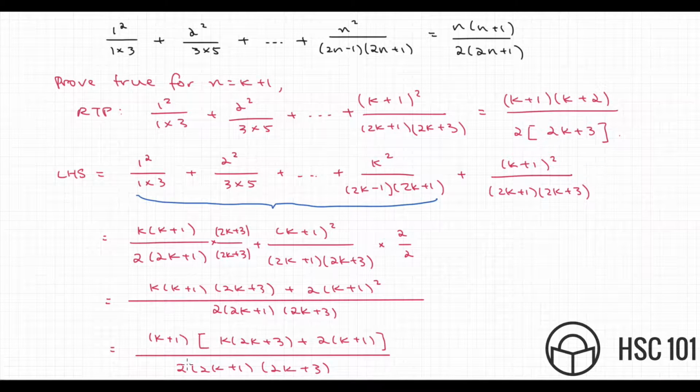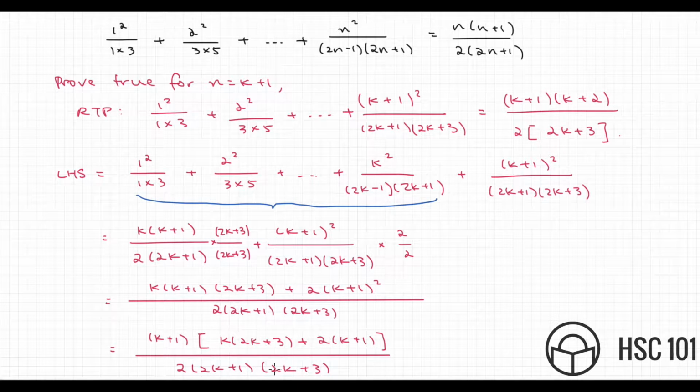But keep in mind that we need to turn this expression into our RTP. So our RTP is given by (k plus 1) times (k plus 2) over 2 lots of (2k plus 3). And of course, what we're going to do next is take a look at this bracket in the numerator, the k times (2k plus 3) plus 2 lots of (k plus 1). And what we want to do to this is expand it and factorize it to see what factors we have common in the top and bottom that allows us to simplify this fraction so that we are able to get to our RTP, which is (k plus 1) times (k plus 2) over 2 lots of (2k plus 3).